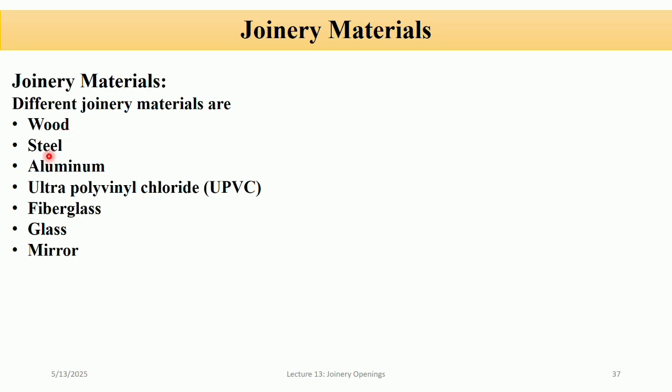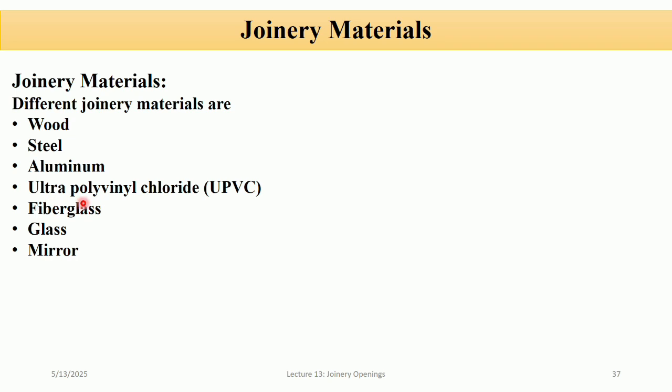The second one is steel. So strong metals used for modern joinery, especially in commercial or industrial building. So it have high strength and security, and it have the ability of fire resistance and termite proof. The third one is aluminum. So lightweight, rust-proof metal used in sleek and modern design. So it is corrosion resistant and it require low maintenance.